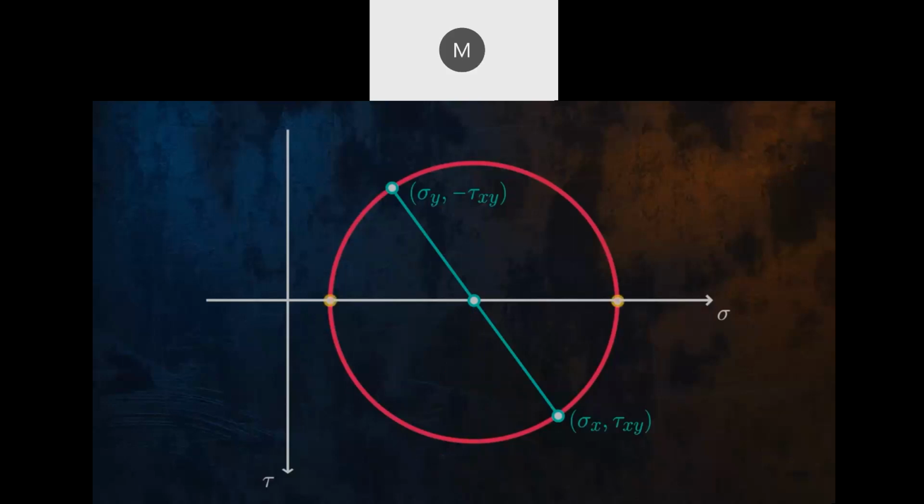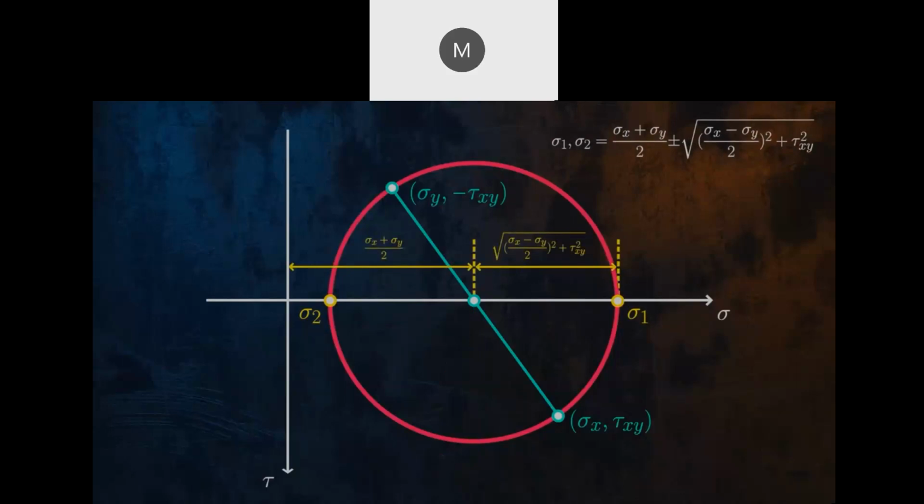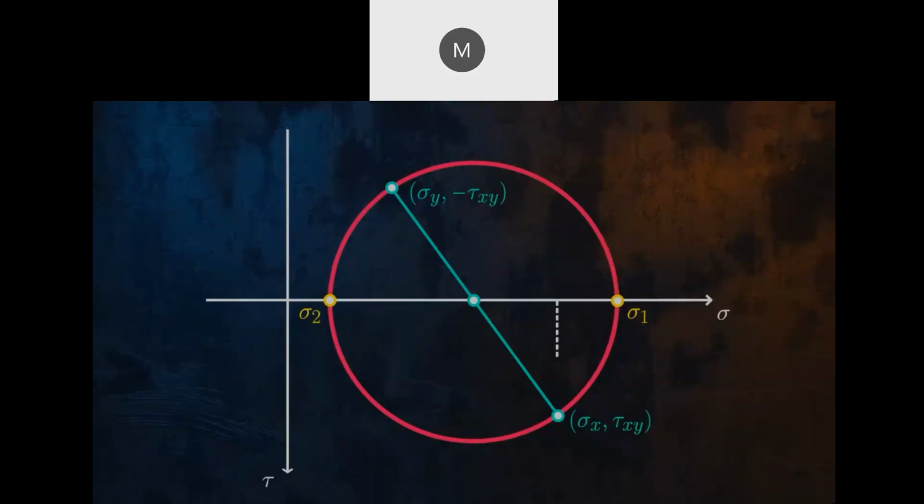We can also determine the principal stresses by looking at where the circle crosses the horizontal axis, as the shear stress is 0 at these locations. The principal stresses can be calculated by taking the x-coordinate of the center of the circle and adding or subtracting the circle radius. We can also use trigonometry to calculate angles on Mohr's circle. For example, we can calculate the angle theta p between our original stress element and the principal planes.